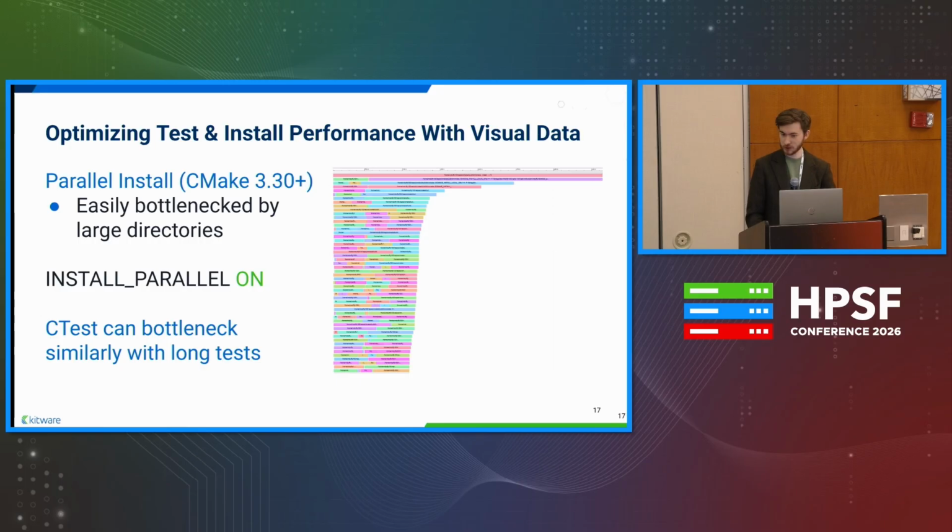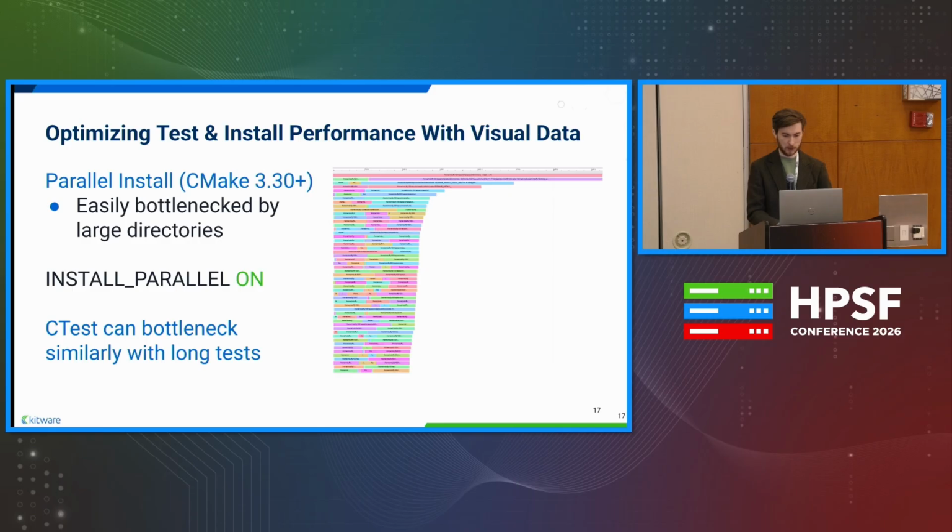And then here are some ways you can improve the test and install performance just by looking at some of the visual data. Starting in CMake 3.30, you can do the install step in parallel. So if you have a really big project that has an install step that's being run as part of a common developer workflow, then you might want to enable that. But it is parallel at the directory level, so if you have a really big directory, then it's not going to parallelize very well. You can see an example here where this is an installation for a large project, and there's one directory that is way bigger than the rest. And so even though it's parallel, the entire timing for the installation step is bottlenecked on that one directory.